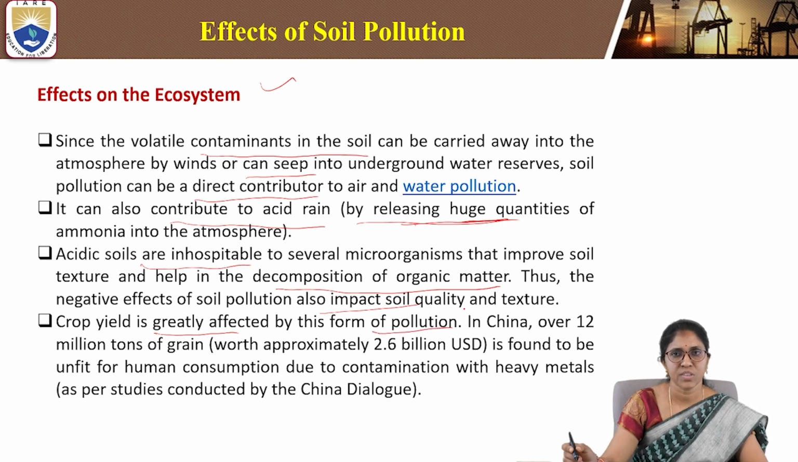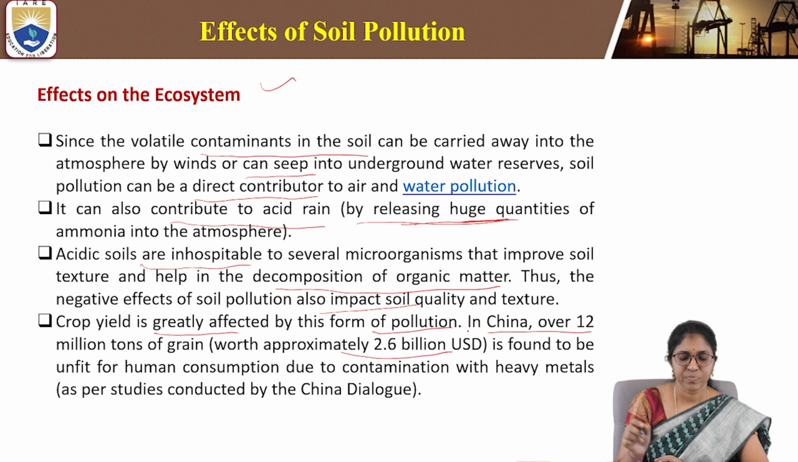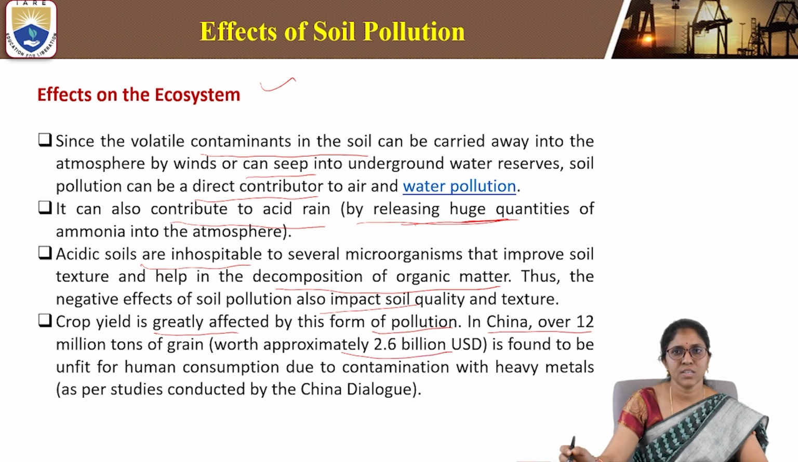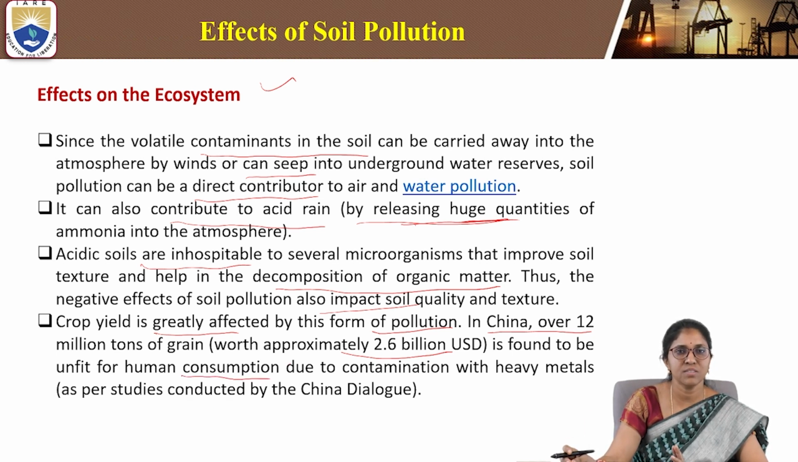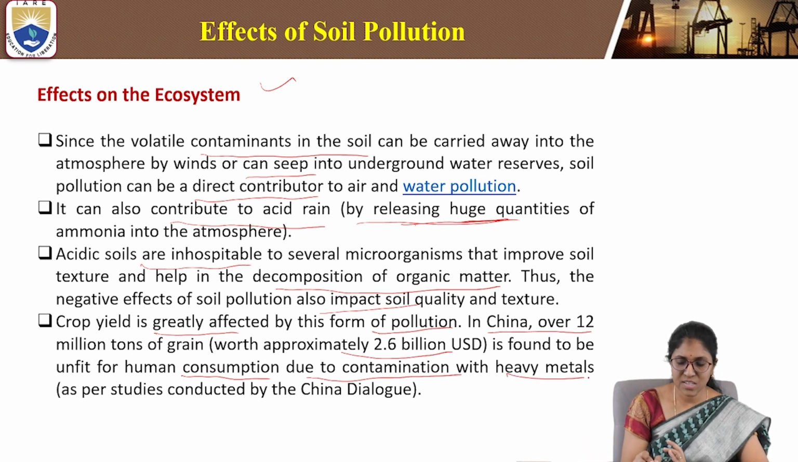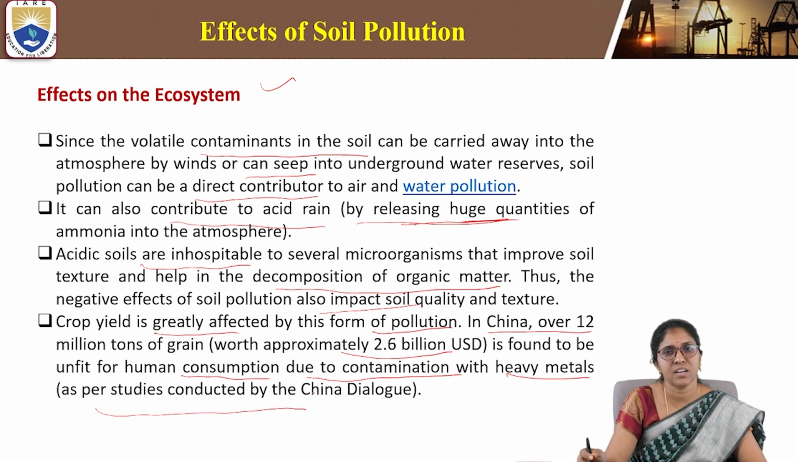For example, in China, over 12 million tons of grain, worth approximately 2.6 million US dollars, was found to be unfit for human consumption due to contamination with heavy metals like lead and tin, as per studies conducted by China Dialogue. So this is an example of the effect on crop yield: in China, over 12 million tons of grain is wasted, unfit for human consumption due to contamination by heavy metals.